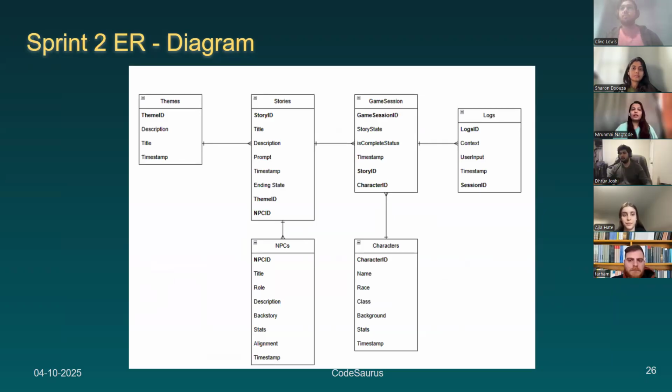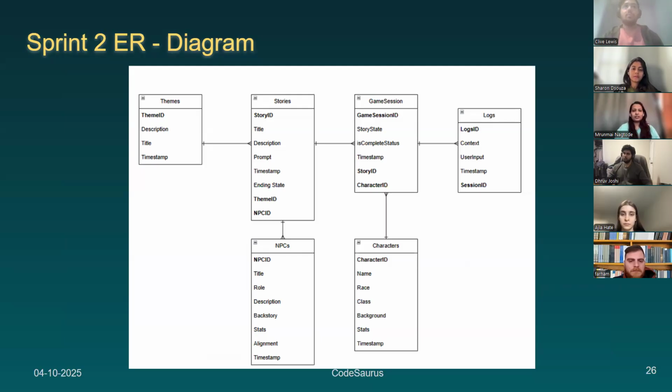Hi, so I'm going to be explaining the ER diagram. The ER diagram is the database schema for the interactive story-driven game. It outlines the different entities in the database and the relationships between them. Let's break down each entity and its attributes as well as the relationships. So first come the themes, where we have the theme ID, which is the primary key. Then there's the description, title, and the timestamp.